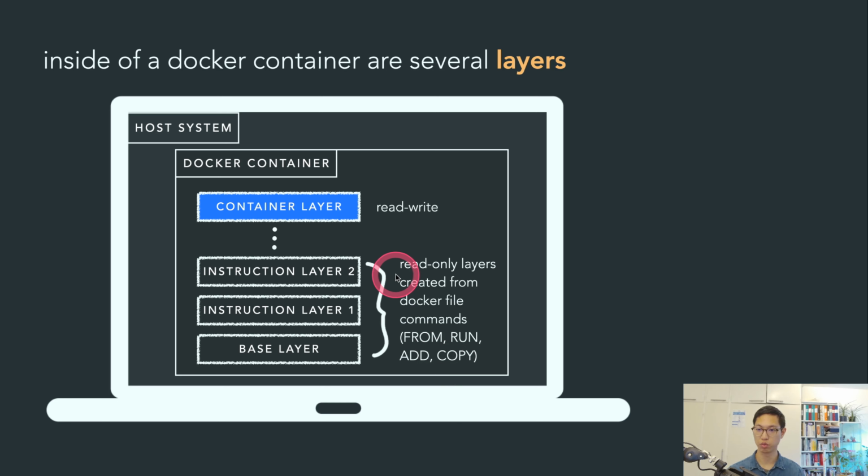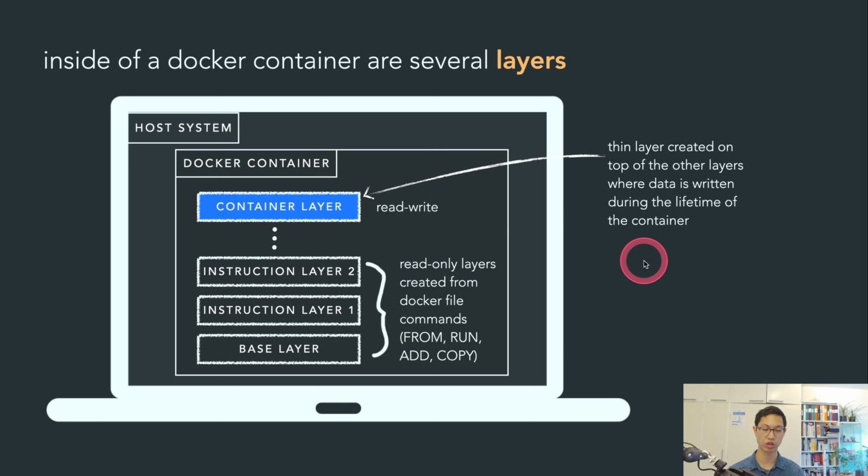This one is a read-write, a very thin layer created on top of the other layers where data is written during the lifetime of the container. For example, you export a CSV file or you export a PNG, a graph, for example using matplotlib, then it's stored there for the rest of the lifetime of the container, but the data doesn't persist when the container shuts down. So when the container shuts down, the data disappears. Okay, so how is that useful if it disappears?